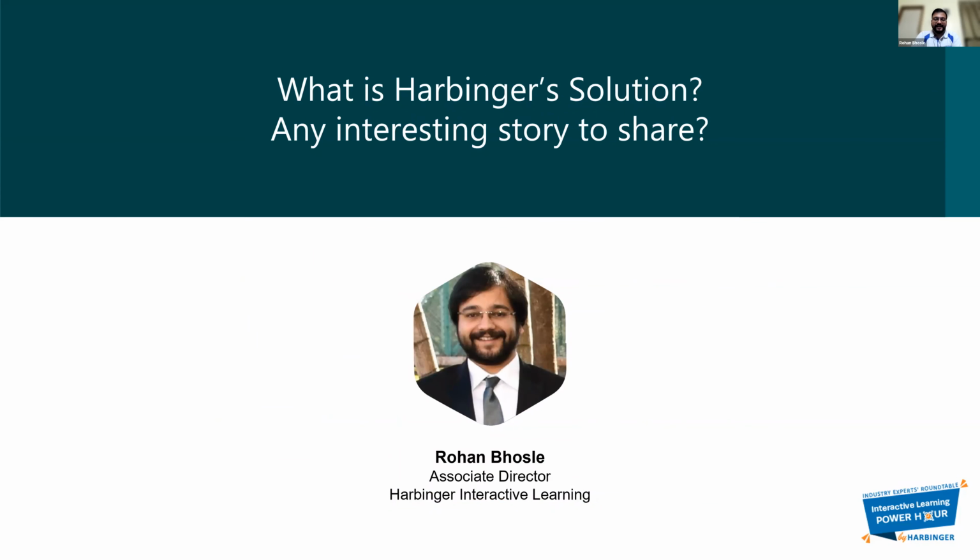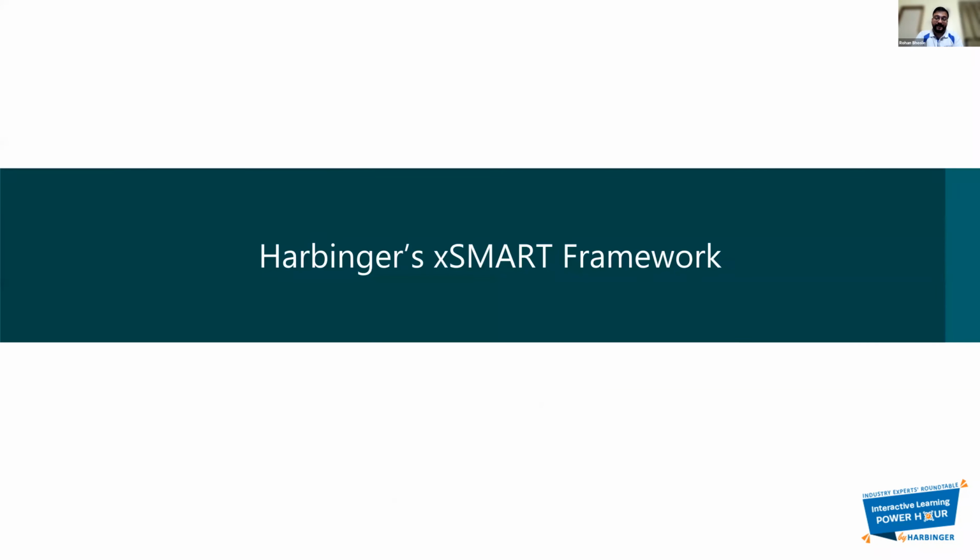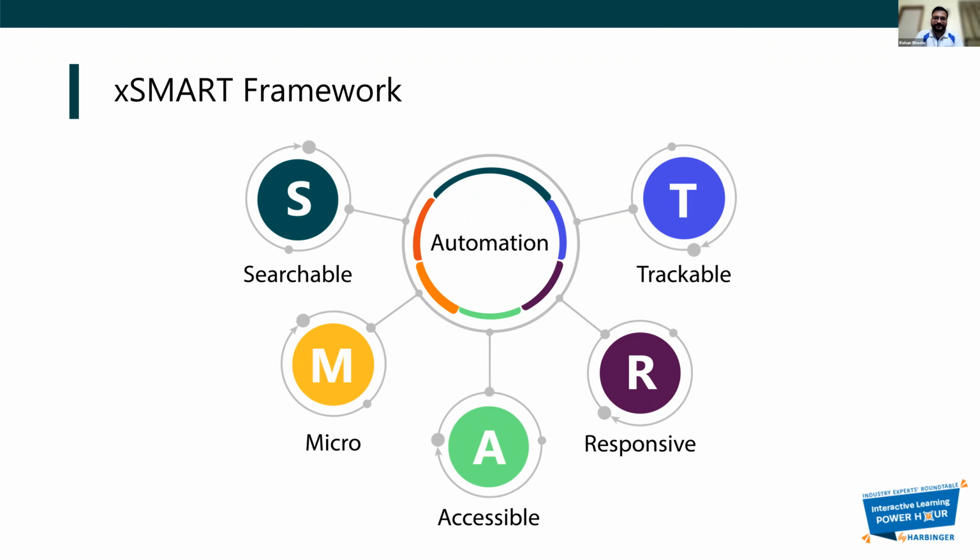So absolutely, the points that Paul mentioned drive towards having a proper systematic way of going behind the whole modernization strategy. And for that, Harbinger has, before I move into a story, I'd like to brief you about one of the frameworks we have at Harbinger for modernization. We've built a framework to aid modernization, and it is known as the X-Smart framework. It is a solution accelerator designed for teams to successfully implement and execute their whole content modernization strategy. So let us talk about the first layer in this framework.